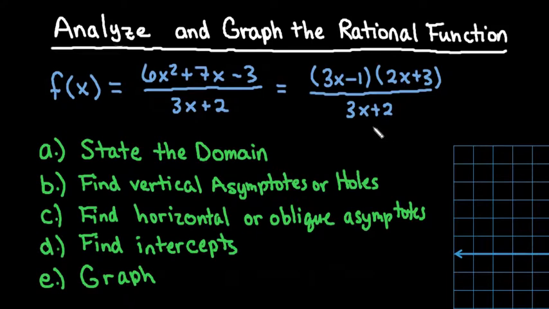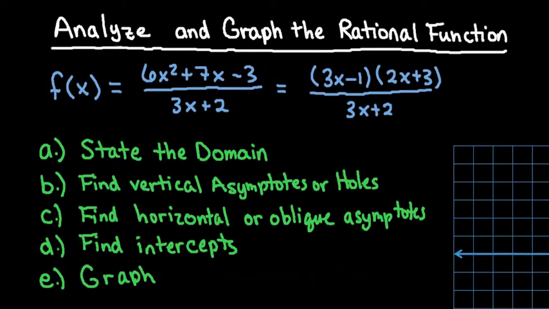Okay, for this particular one, what we have is f of x equals 6x squared plus 7x minus 3 over 3x plus 2. I went ahead for time's sake and factored the top part out. You do want to see if you can factor it to see if you can simplify, but this one, nothing simplifies in the numerator and the denominator. So it's already in simplified form, but you always want to check to make sure.